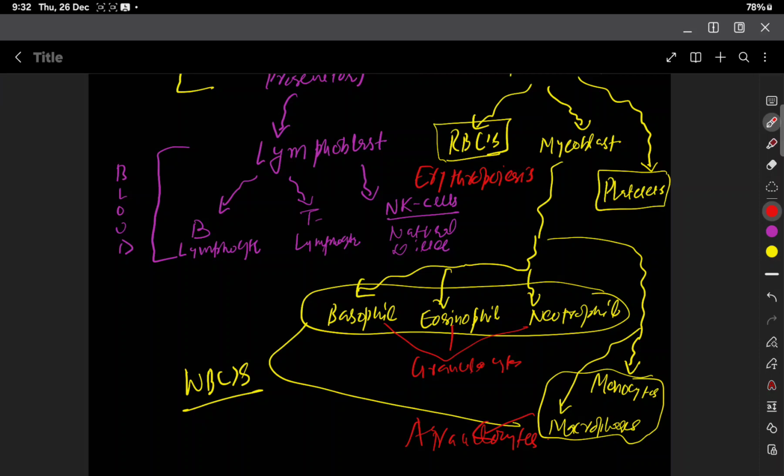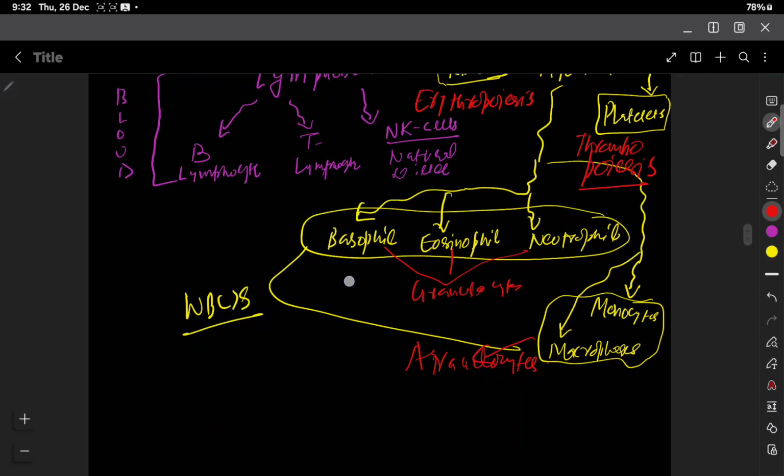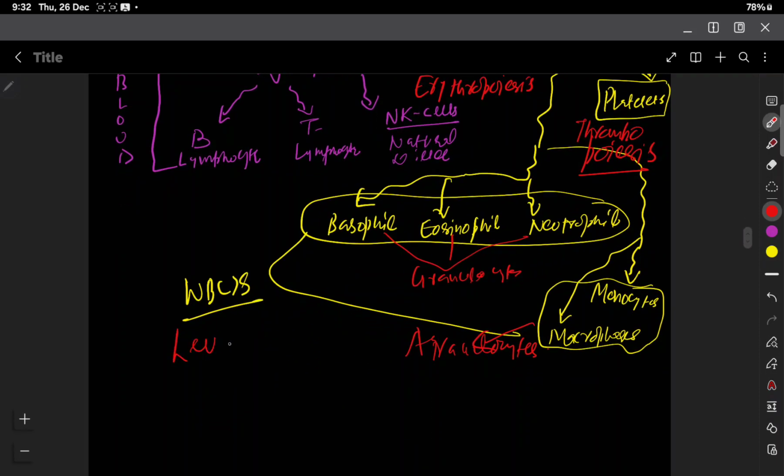Stem cells will have nuclei, but RBCs will not have nuclei because they get differentiated. After differentiation, it will lack the nucleus. Okay, second one was formation of the platelets. Formation of platelets is called thrombopoiesis. Okay, these are different terms. And formation of WBCs is called leukopoiesis.